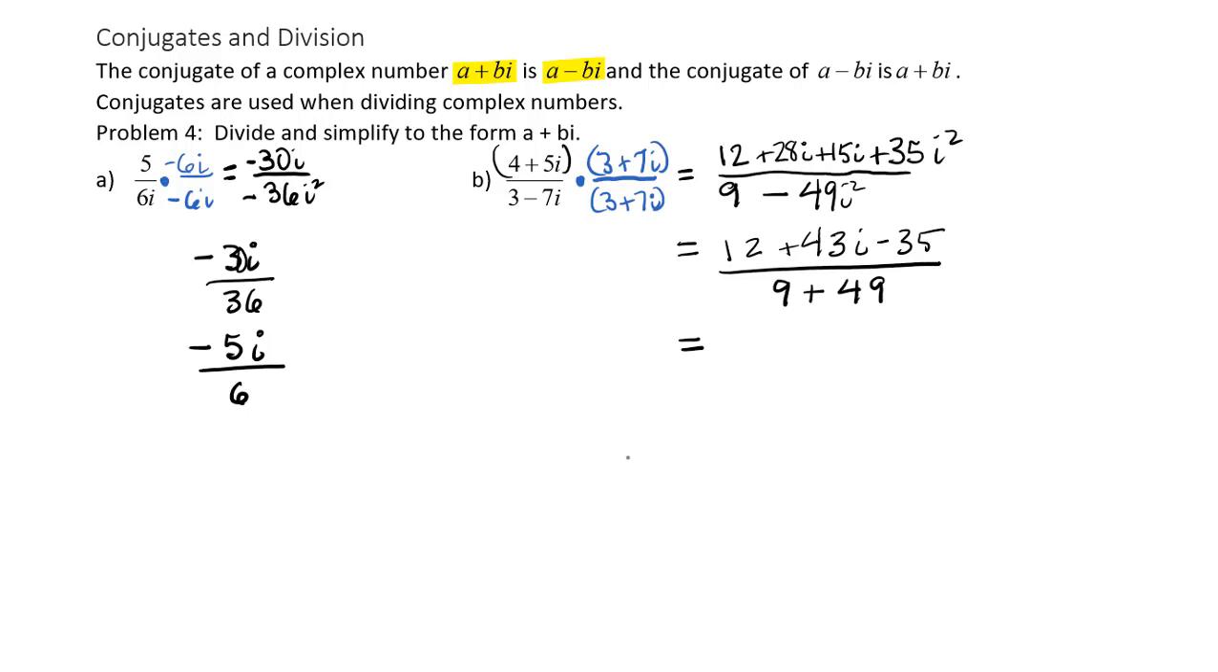This is getting closer to our actual exercise. The final answer we want is of the form a plus bi. So now I have 12 minus 35. So that will give me negative 23, plus 43i, all divided by 58. So my final answer is negative 23 plus 43i divided by 58. We can't really reduce this, so we will leave it just like that.